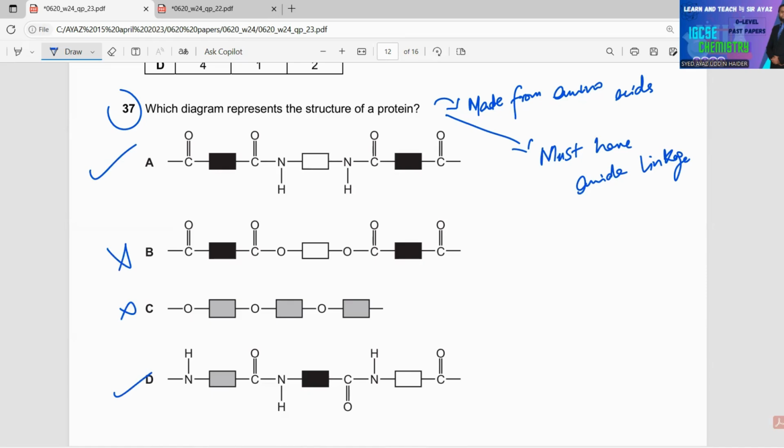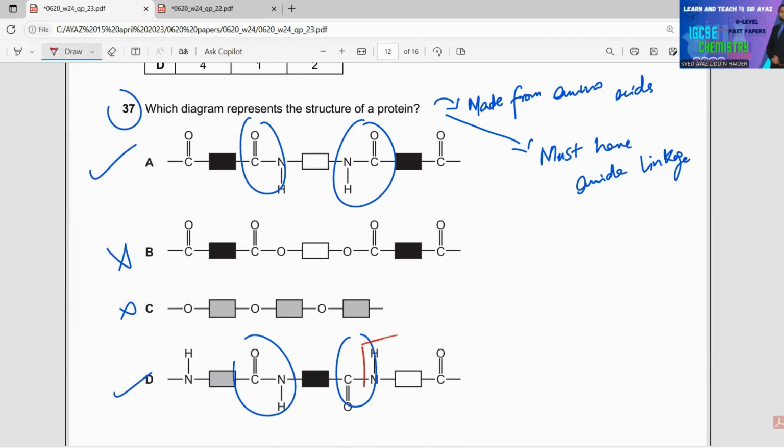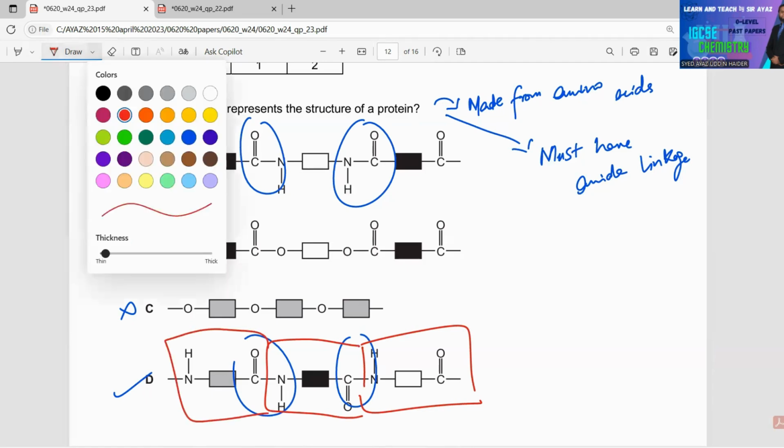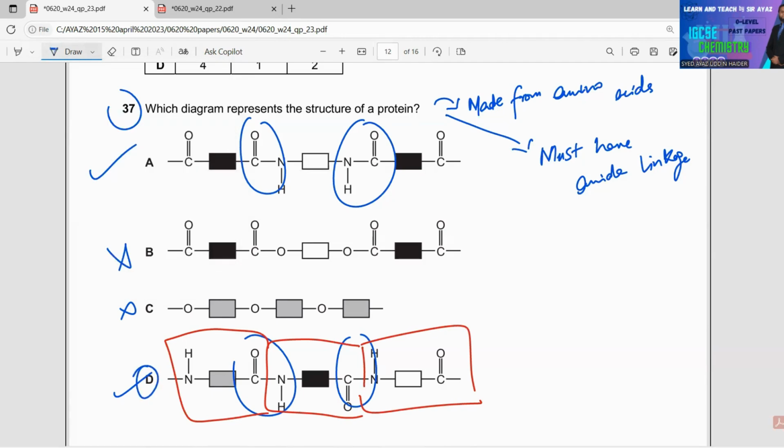B and C are incorrect, because in both of these we are not having amide linkage. These are amide linkages. Now, next point is, is it made from amino acid? Amino acid means at one end of a molecule, that's the repeating unit, there must be NH, and at the other end, it must be C double bond O. If you look at this, we have NH and CO. So D must be the right answer in this case. A is incorrect.